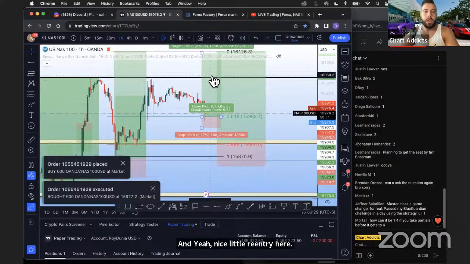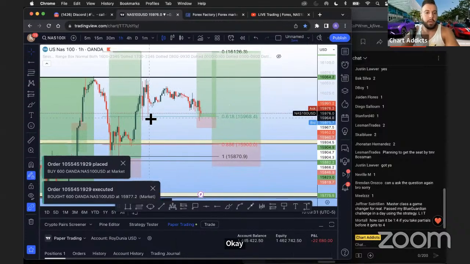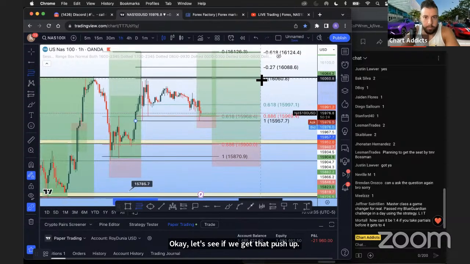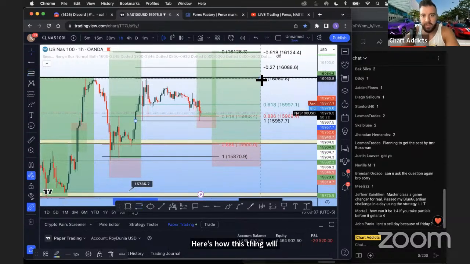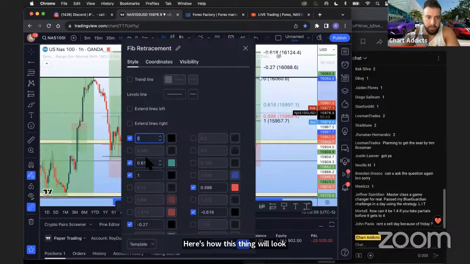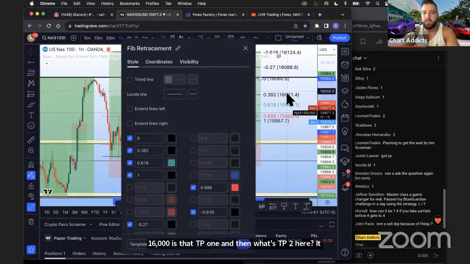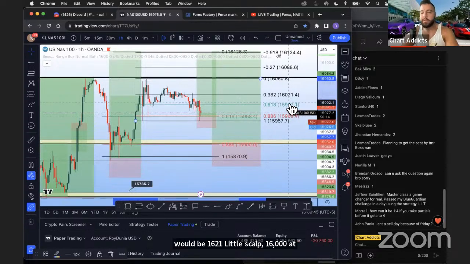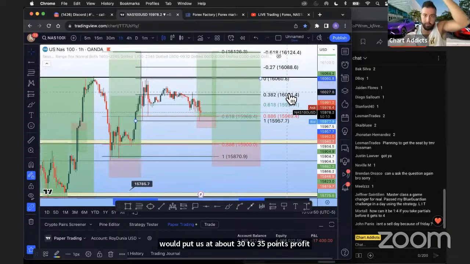Okay. Let's see if we get that push up. Here's how this thing will look. 16,000 is that TP1, and then what's TP2 here? It would be 1621. A little scalp. 16,000 at first, which would put us at about 30 to 35 points profit. Then we'll go 50 points here.